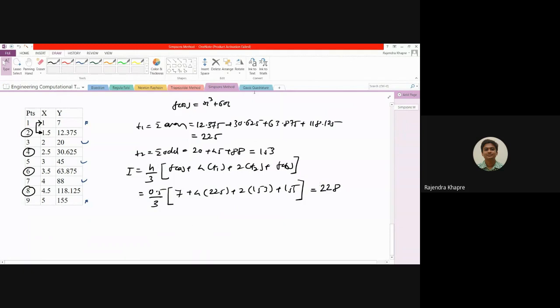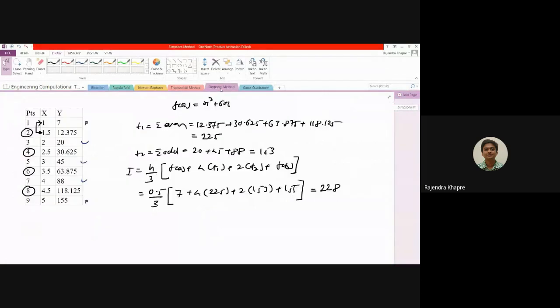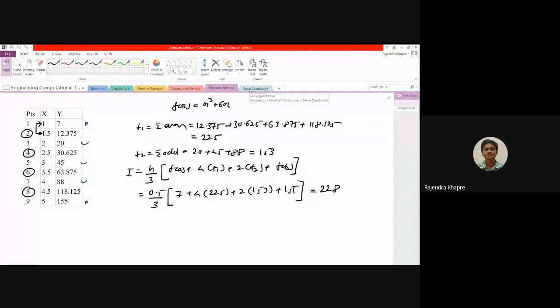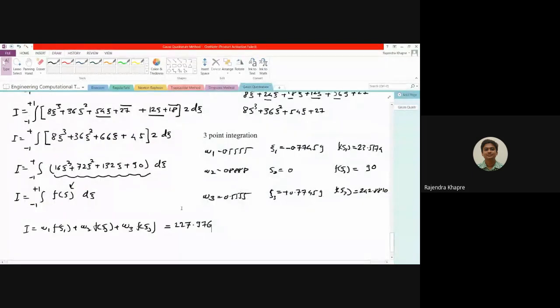Here it is coming out to be 227.976. And this 228 value you have obtained using only 8 intervals, so it will have some amount of error, but this answer is very close to the actual answer. I hope this method is now very clear to everybody.